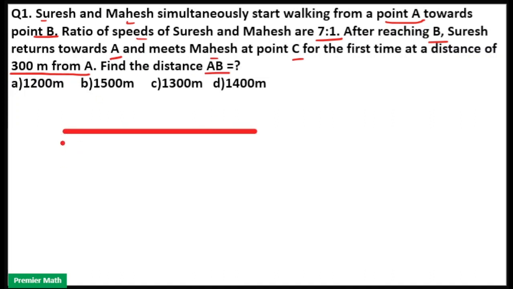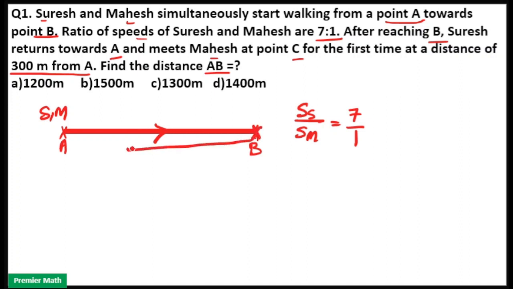This is path AB. And this is point A. This is point B. Both Suresh and Mahesh travel from point A towards point B at the same time. And speed of Suresh and speed of Mahesh are in the ratio 7:1. That means speed of Suresh is higher here. So, Suresh reached point B first, then he returned towards point A.